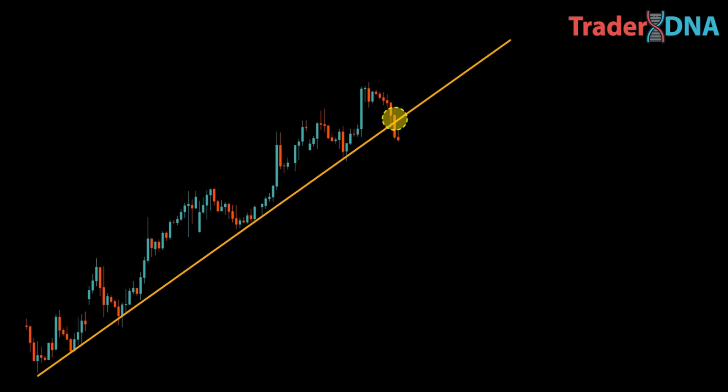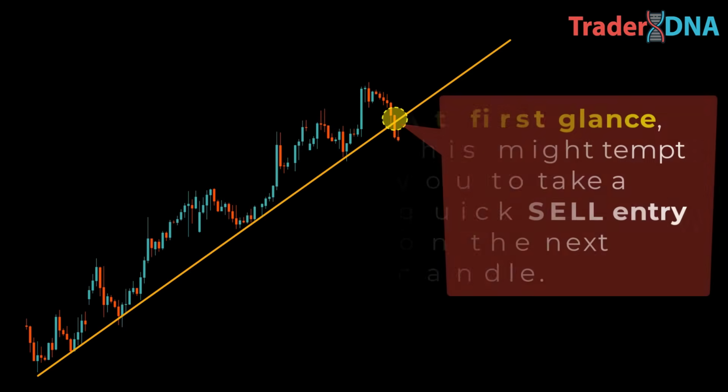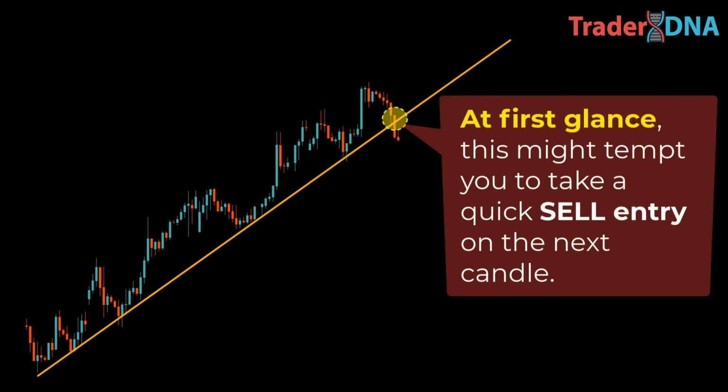At first glance, this might tempt you to take a quick sell entry on the next candle. But pause right there. That's not how we trade smart. As I mentioned earlier, we need to look back at the market structure first before making any decision.